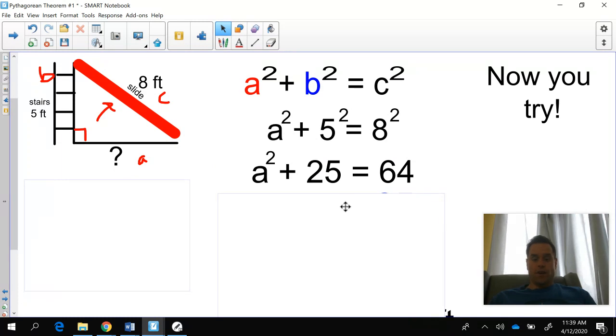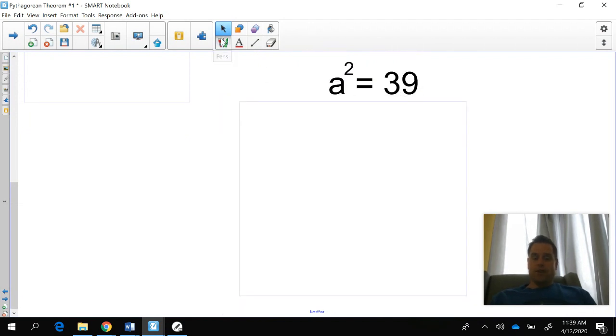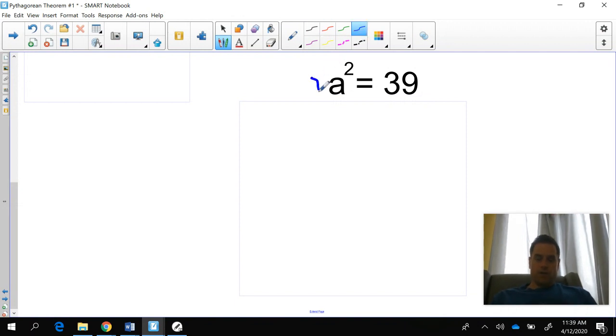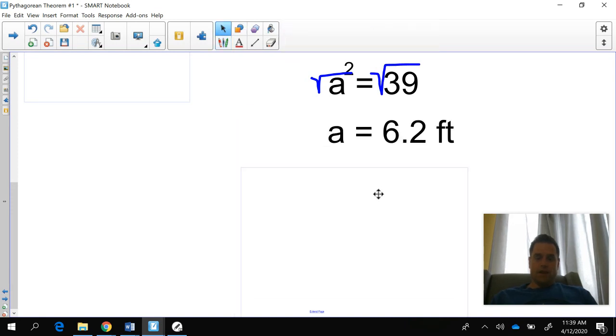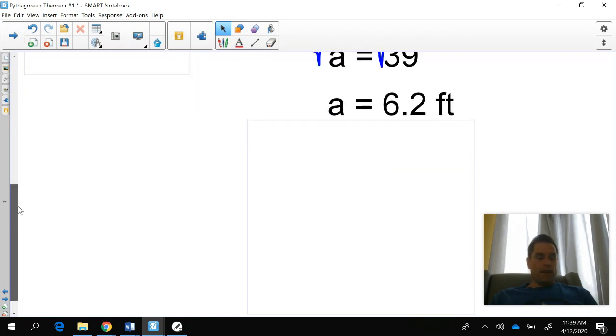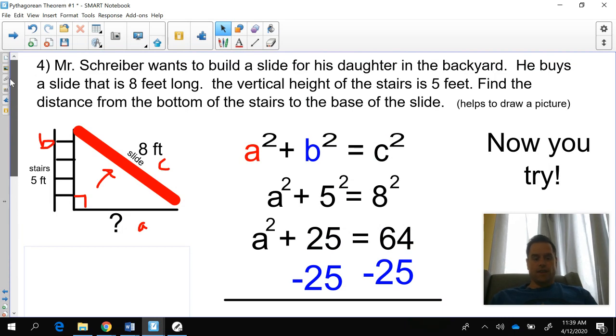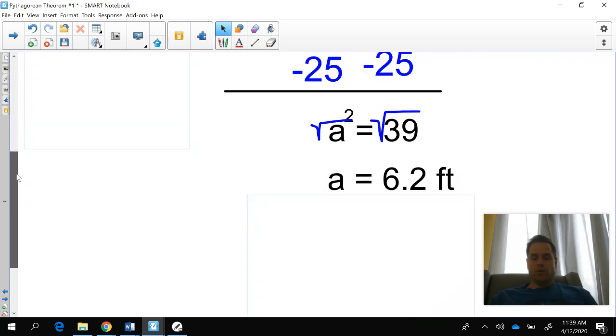Five squared is 25. 8 squared is 64. We're going to take away 25 on both sides. And you're going to realize on this one, this is not going to be a perfect number. If you find the square root of 39, that's not going to be perfect. So I want you to round this to the nearest tenth. When you plug that in your calculator, you're going to get 6.2 feet. So the answer here, from the base of the slide, is going to be 6.2 feet.